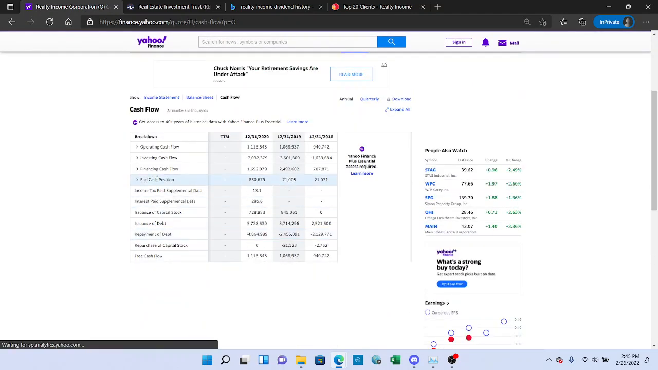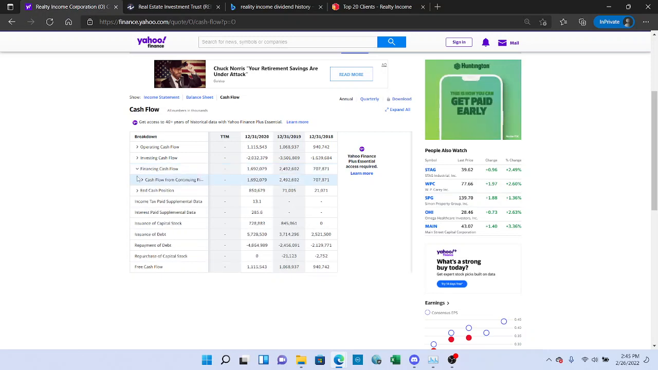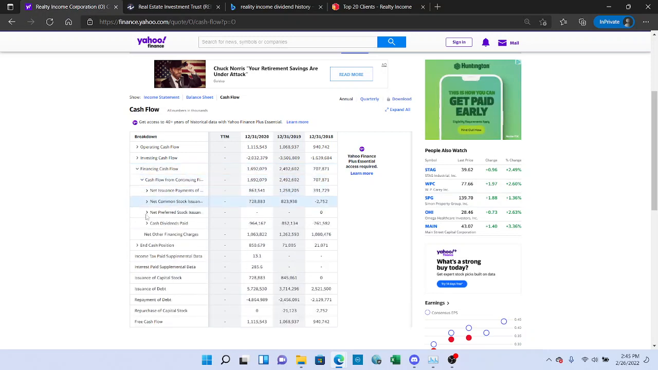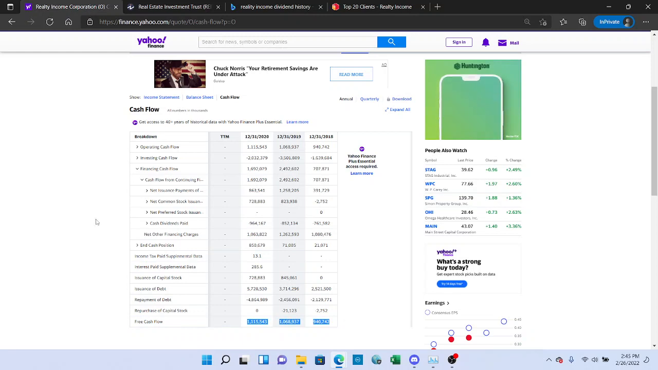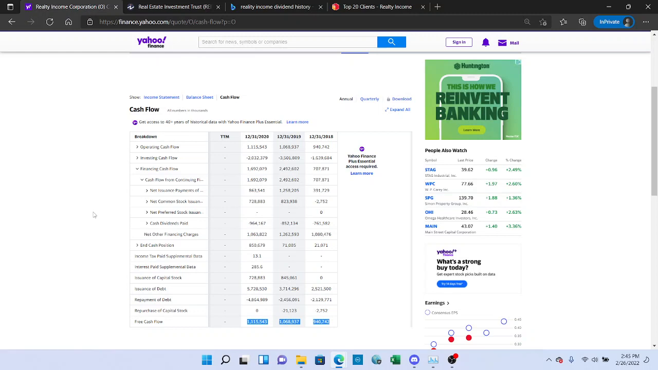So yeah, we're going to go back here. We're going to look at that financing cash flow. And we see that they've been paying their dividends. And ultimately, we have good cash flow right here. So remember, guys, I'm not saying go and buy Realty Income right now, I'm just here talking about dividend stocks.